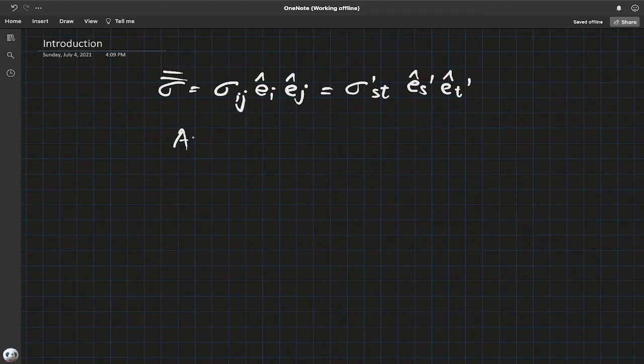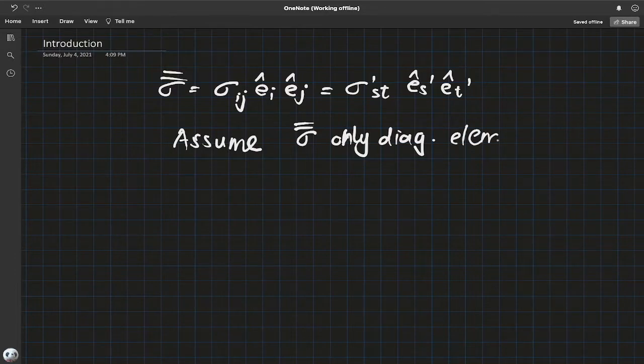Now assume that sigma has only diagonal elements, and what I mean by this is, remember how rank 2 tensors could be represented by matrices. Now the assumption goes like this: I want the matrix to only have diagonal elements. So how I can do that is I can say have sigma tensor here, only diagonal entries, which means that both the subscripts are the same.